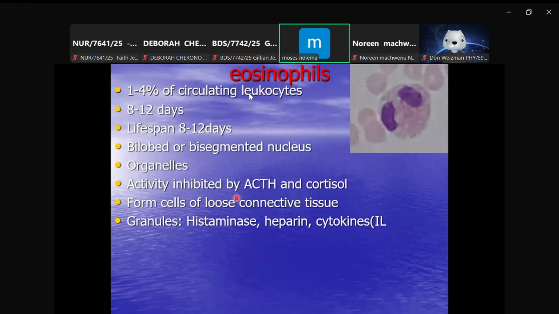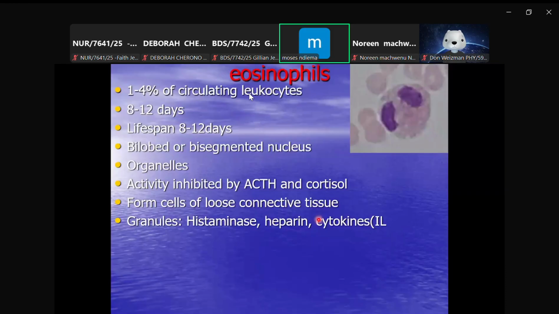Now, the eosinophil. The word eosin is usually acidic, so it has an affinity for acidic dyes. That's why it's called eosinophil. The granules have affinity for acidic dyes, and the eosinophil is almost the same size as a neutrophil. It has a bisegmented nucleus, lobule, bisegmented nucleus, lobule, connected by a thin strand of chromatin.